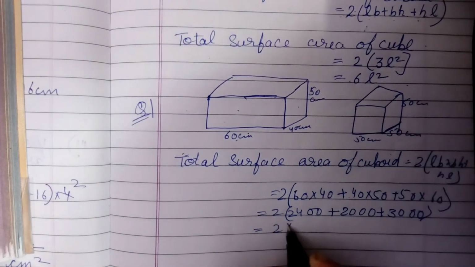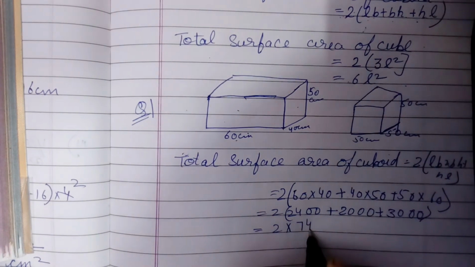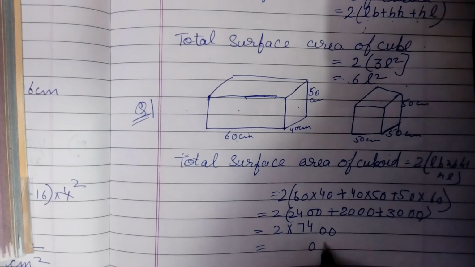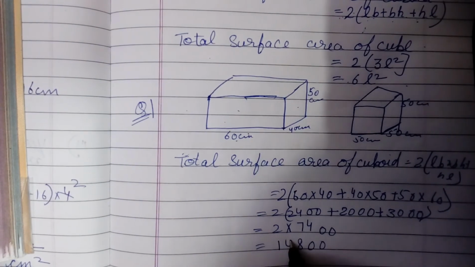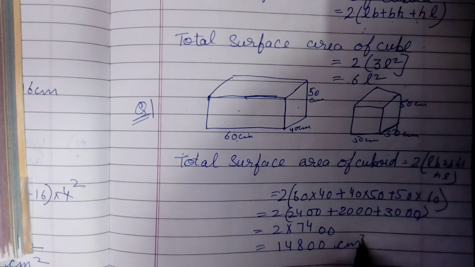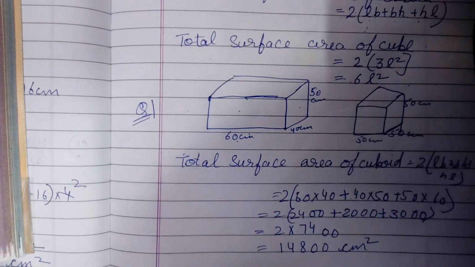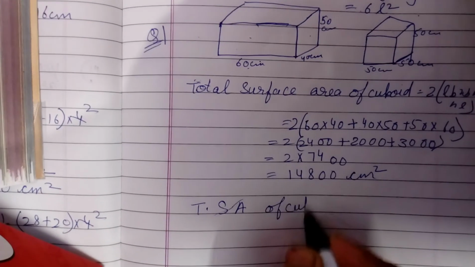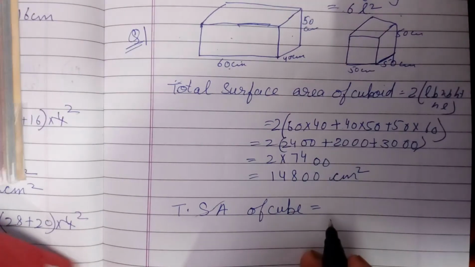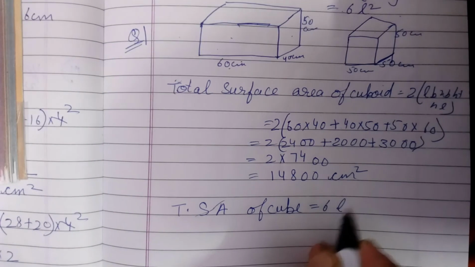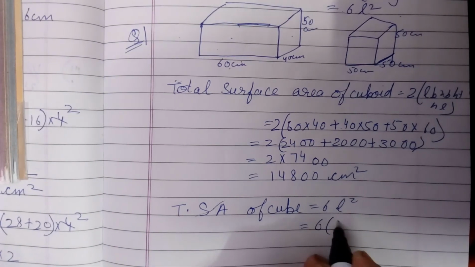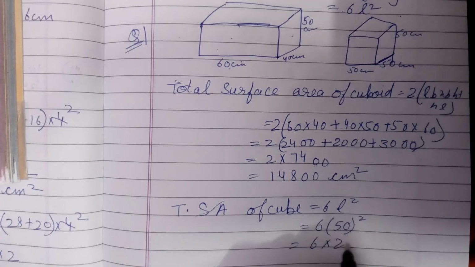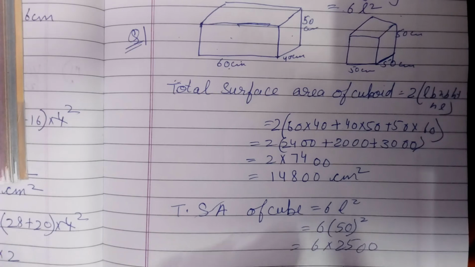On adding 2 into 7, 4 0 0. Now when you will multiply, 4 2s are 8, 7 2s are 14 centimeter square. Now same way, total TSA means total surface area of cube. We know the formula is 6L square. So 6 into L is 50. Now 5 5s are 25 and 2 zeros, 15 to 50.